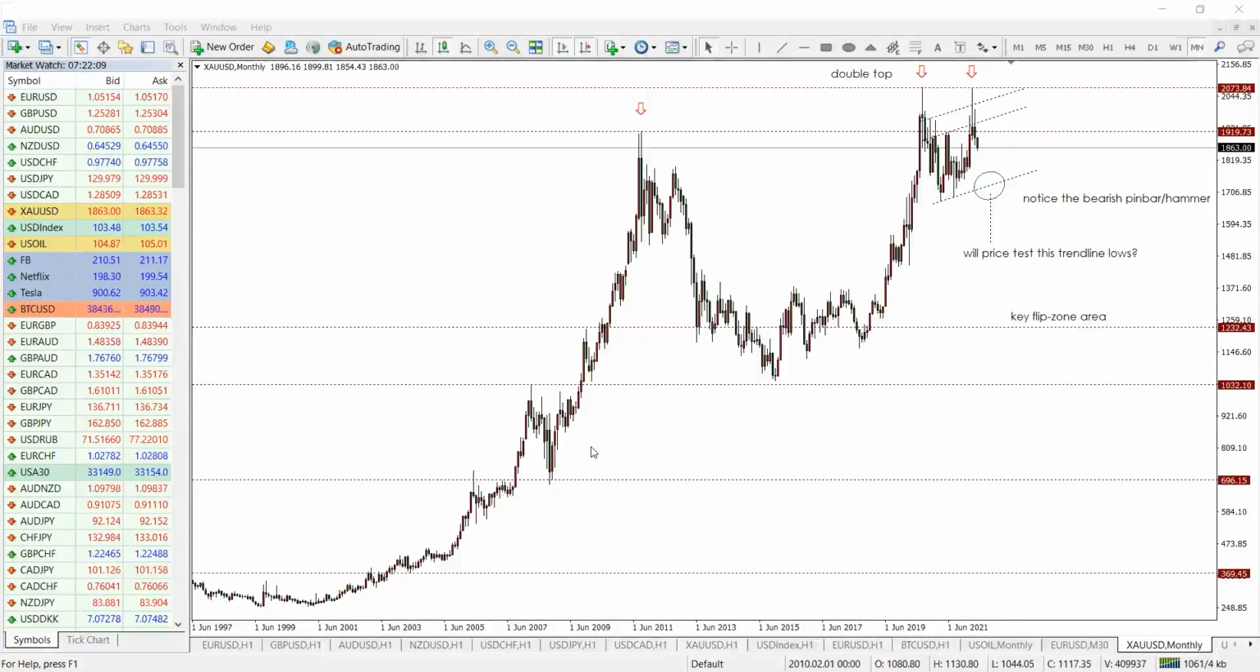It's a pleasure to have you here again, CSAFOREX, and we are going to be looking at the directional bias on gold, the directional bias on the shiny metal. Where is it heading to now?